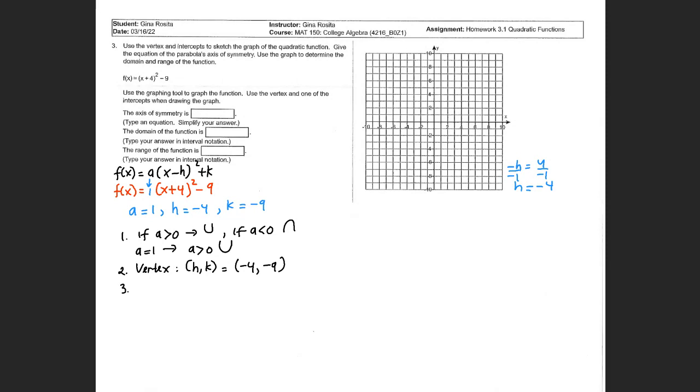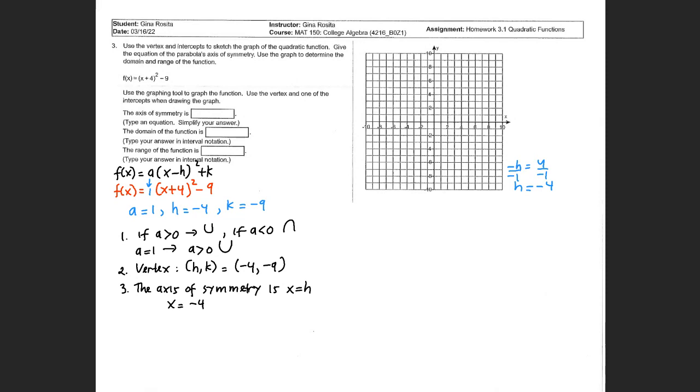3. Find the axis of symmetry. It is x equal h, so it means x equal negative 4. Okay.